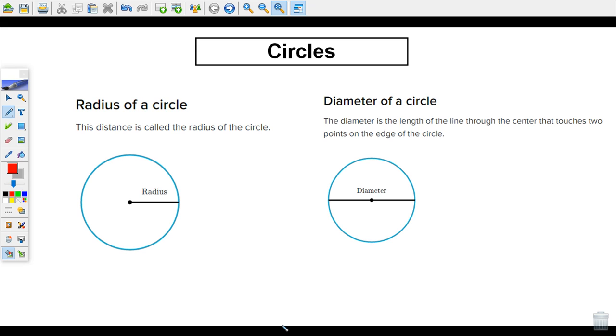Hey everyone, we're going to talk about circles the next couple of days. So before we start talking about different measurements of circles, I wanted to be clear on what radius and diameter of a circle are. So here's a nice visual representation of radius and diameter.